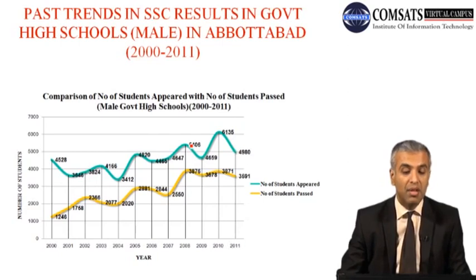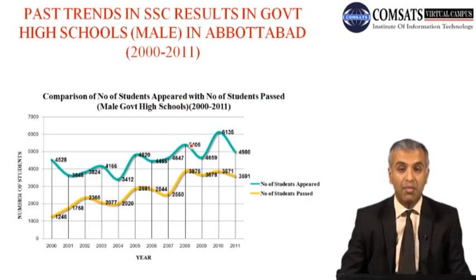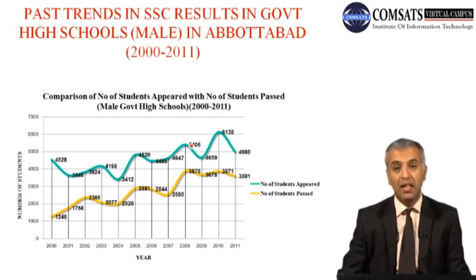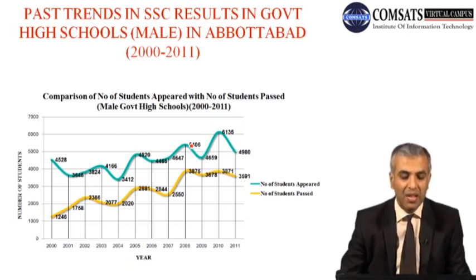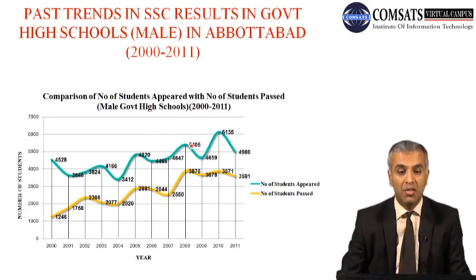Presumably, you can see that the number of students appearing is in the top line graph, and in the below line graph we are portraying the number of students who are passing. While looking at it, you can see that the difference in between presents the number of failures, and it just gives us a brief trend over the past 10 or 11 years in terms of male students in government high school.